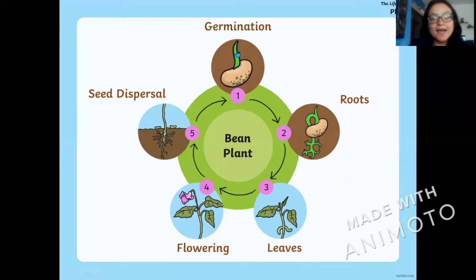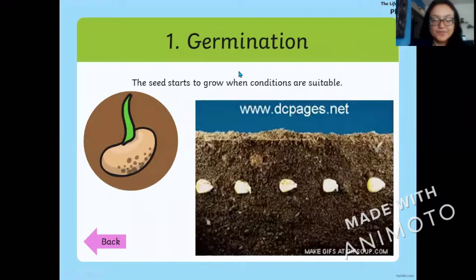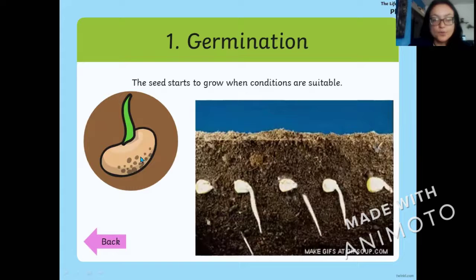So in here we have germination, which is number one. Then we have the roots, we have the leaves, flowering. So when we have flowers, remember the plant has to have flowers, and the seed dispersal. Let's go with germination. So in germination, the seed starts to grow when conditions are suitable.